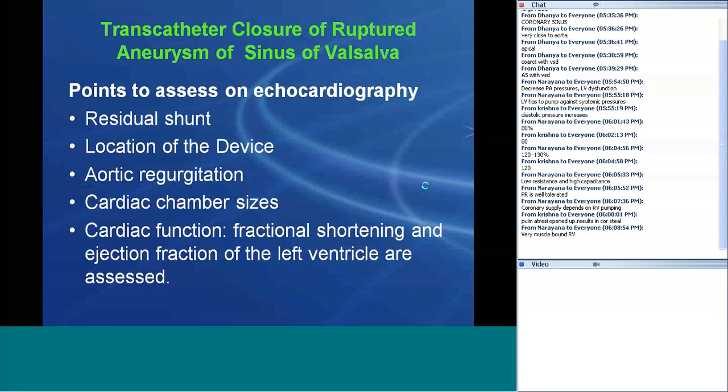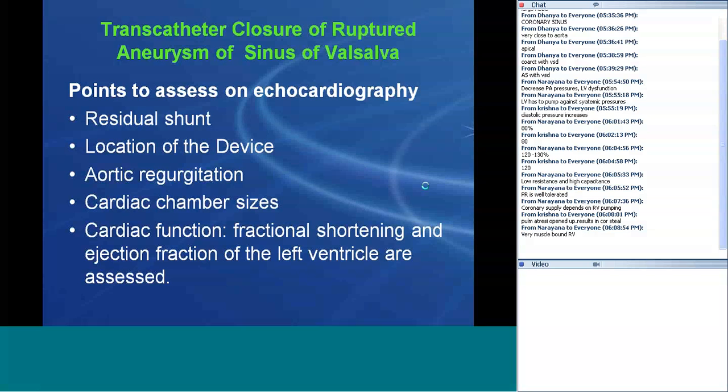Location of the device is also very important, and it should be made sure that they are away from the coronaries. Aortic regurgitation should be checked, because you are putting some foreign material in the aortic sinus. So whether there is any change in the geometry of the aortic sinus causing AR should be clearly looked into.